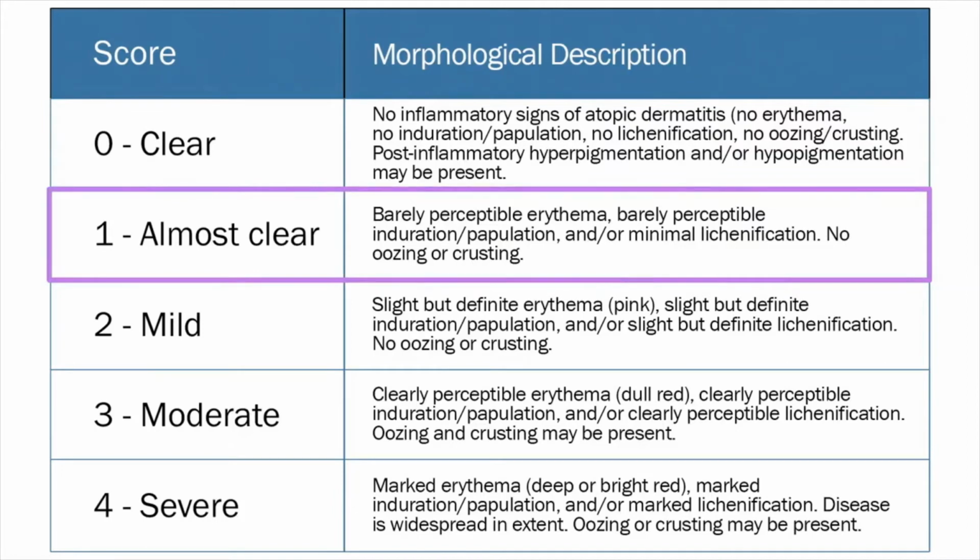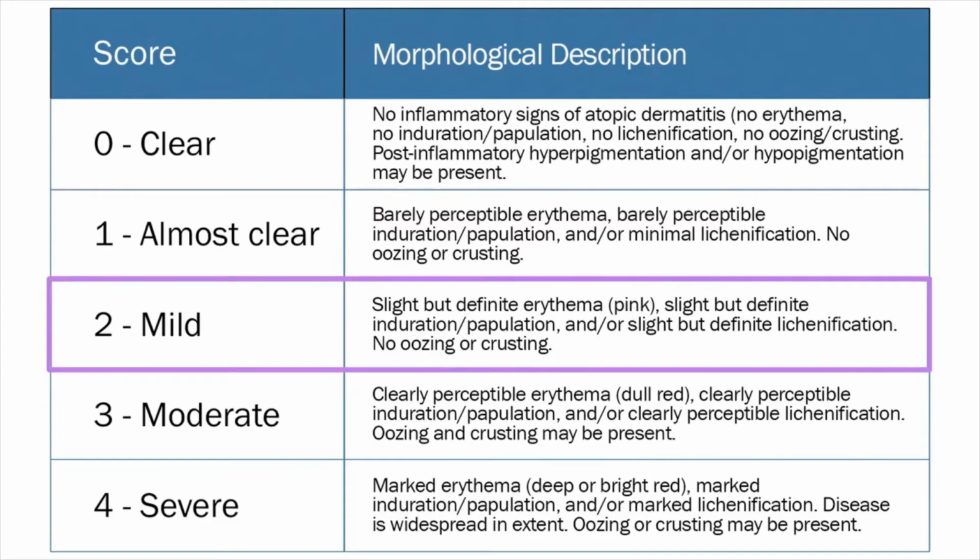1, almost clear, barely perceptible erythema, barely perceptible induration, papulation, and or minimal lichenification with no oozing or crusting. 2, which is mild, is slight but definite erythema, which is pink usually. Also induration and papulation, slight, and or slight but definite lichenification. Again, no oozing or crusting.